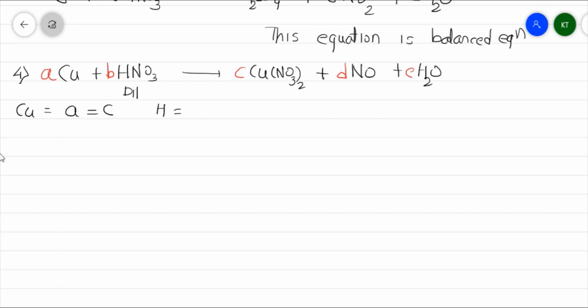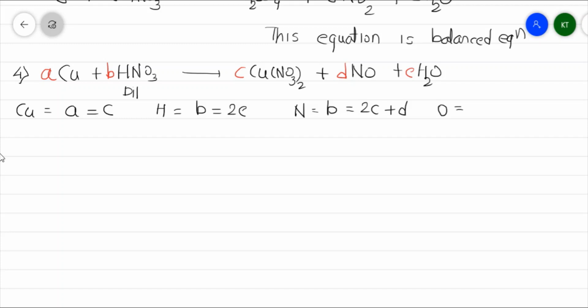So H is equal to B, and that is equal to 2E. Third element I'm having is nitrogen. So nitrogen is equal to B, that is equal to 2C plus D. Okay, and then the fourth element I'm having is the oxygen atom.